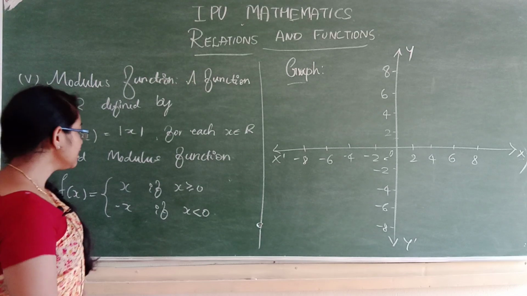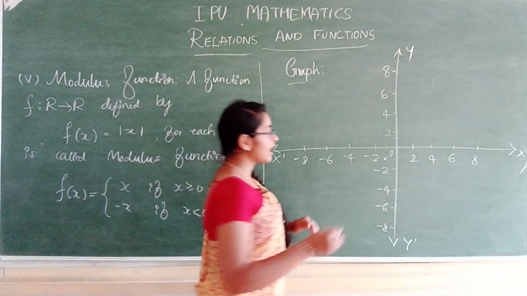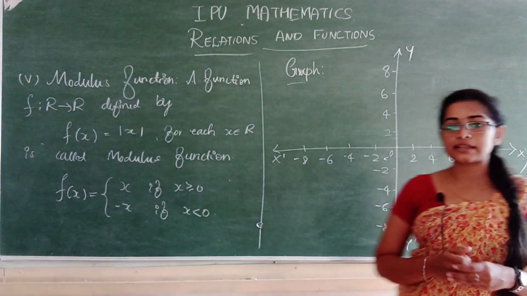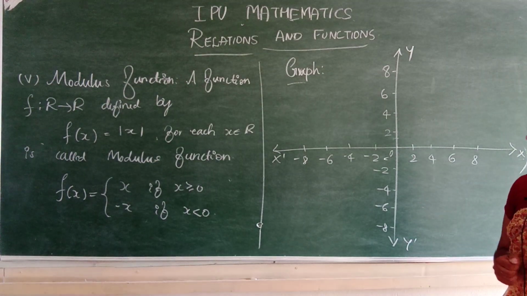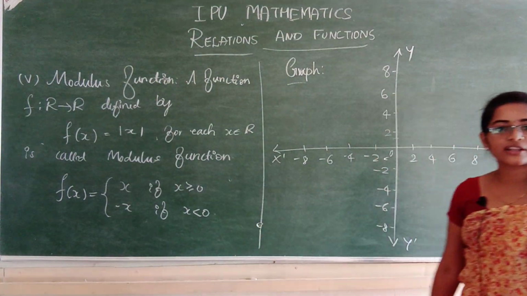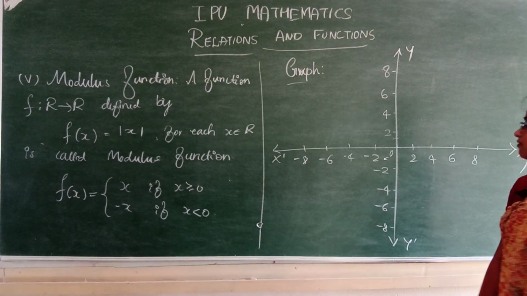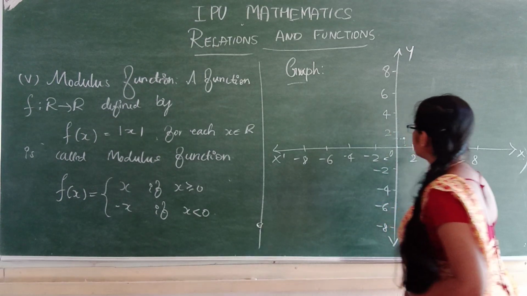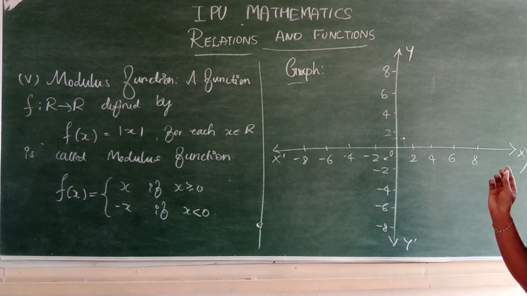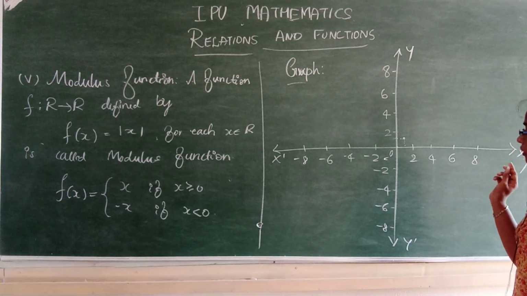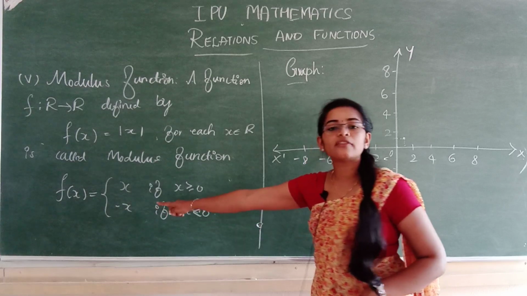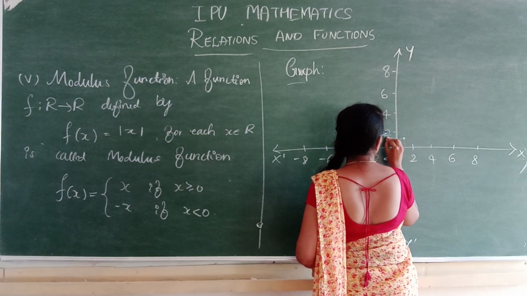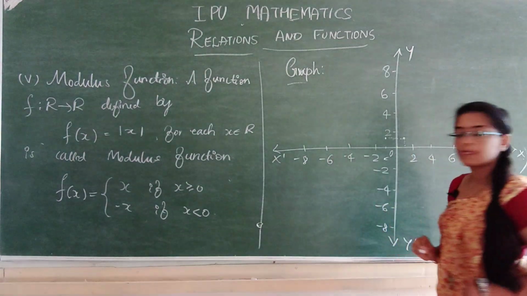Now, see what happens if x is equal to 0. We have mod x is 0, so 0 comma 0 is a point. What happens if x is equal to plus 1? x is strictly greater than 0, so the function value is x itself, that is 1 comma 1 is a point. What happens if x is equal to minus 1? Then x is less than 0, so the value of the function is minus x, that is plus 1. So minus 1 comma plus 1 is a point.